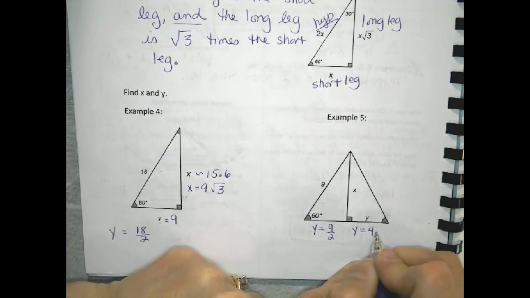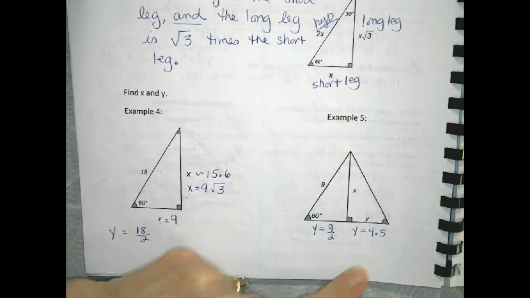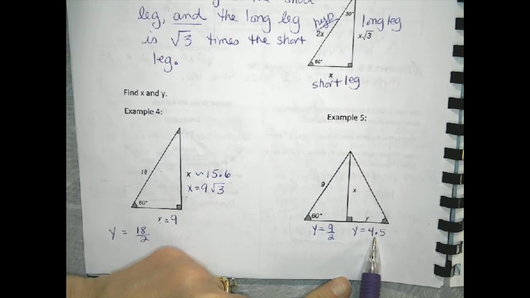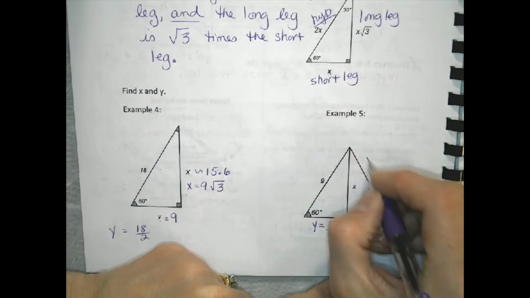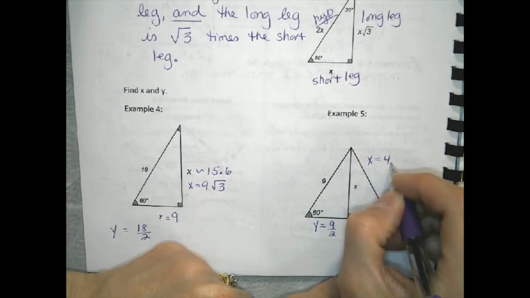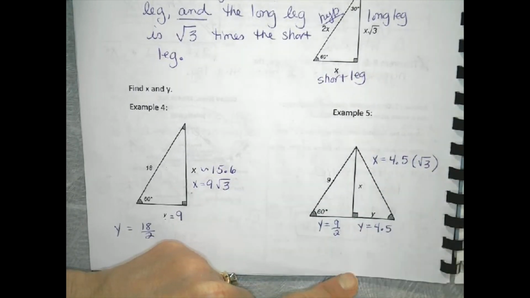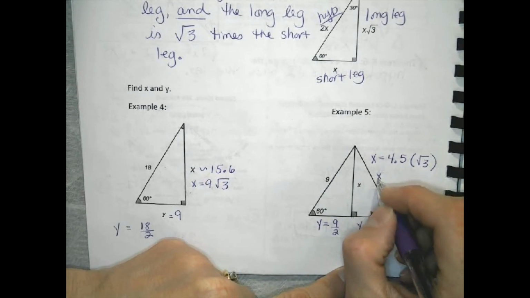In order to find x, which has become the long leg of the triangle, I would multiply the short leg, 4.5, times the square root of 3. So x will equal 4.5 times the square root of 3. And this comes out to be approximately 7.8 units.